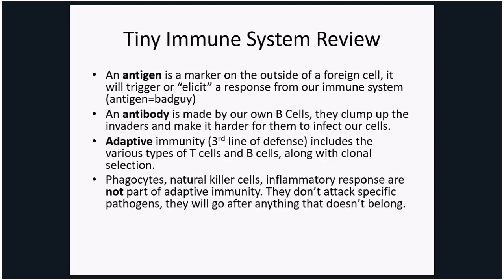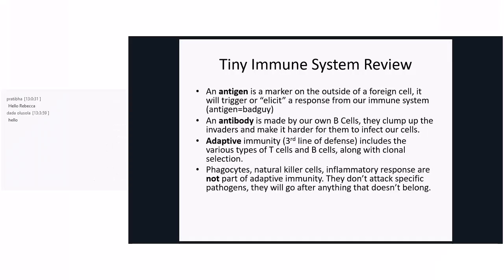The other part of that, like phagocytes, natural killer cells, and the inflammatory response, are not part of adaptive immunity. They don't attack specific pathogens. They don't care what it is they're going after. They will eat or kill anything that has those antigen markers on them. So they're actually part of our innate immunity. If we're talking about those things, it's innate, not adaptive.